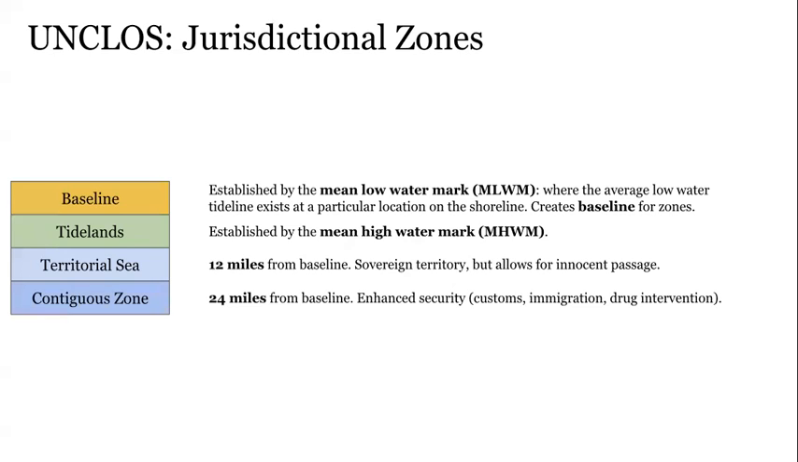Basically, they are allowed to be there. They can do many things, but you can check out what they're doing to make sure they're not doing anything illicit within the contiguous zone.